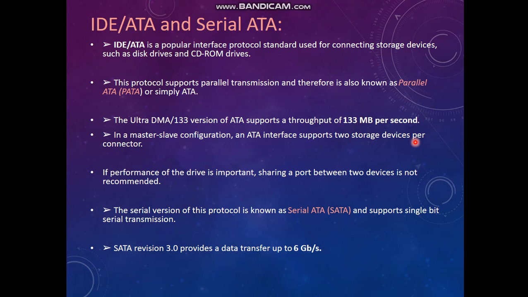The serial version of this protocol is also known as serial ATA or SATA, and it supports single bit serial transmission, whereas the parallel version, that is parallel ATA, supports parallel transmission. SATA revision 3.0 provides data transfer of up to 6 GB per second.